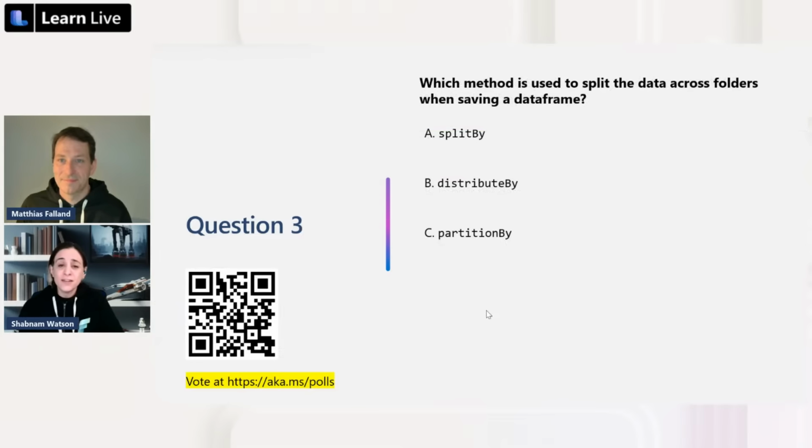Now, the last question is, which method is used to split the data across folders when saving a data frame? A, split by, B, distribute by, C, partition by. This was in one of the demos that Matthias showed as well. So let's see, we are getting some votes in. All right.